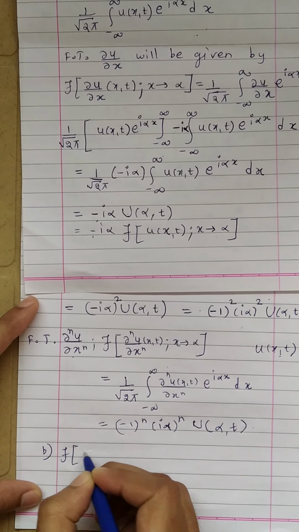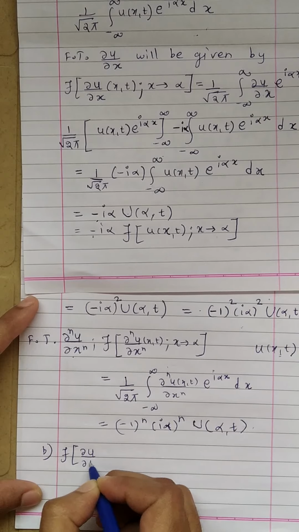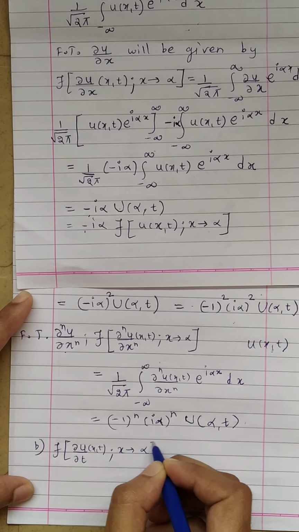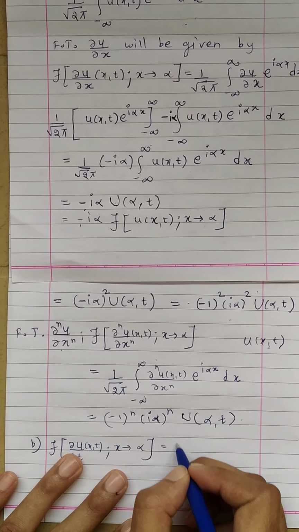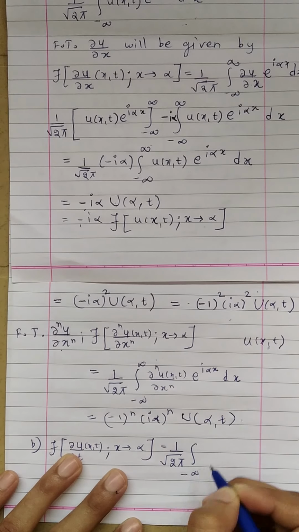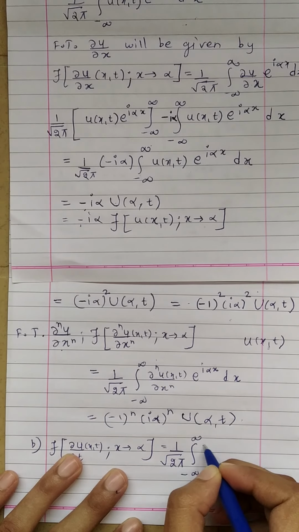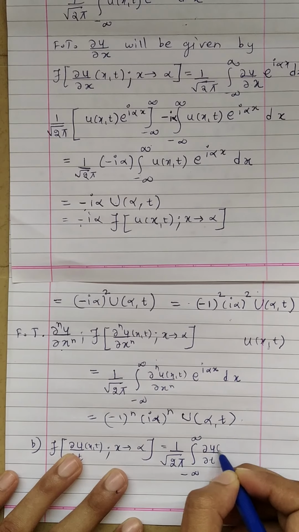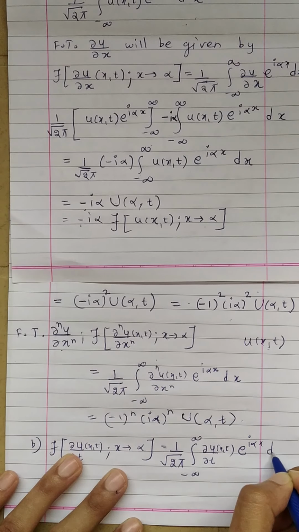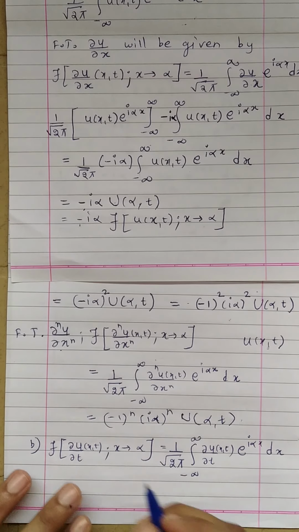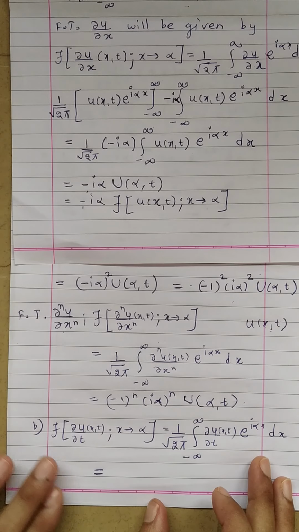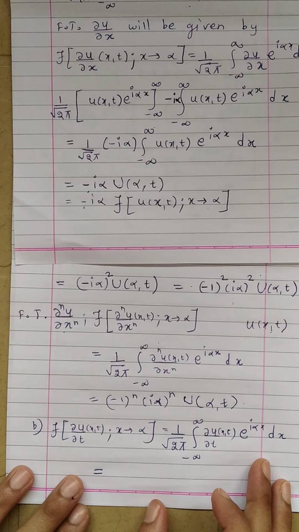So the Fourier transform of this with respect to alpha will be given by 1 upon root of 2 pi, integral from minus infinity to infinity, e raised to i alpha x dx. Now I will make use of the Leibniz rule, but in the reverse direction.